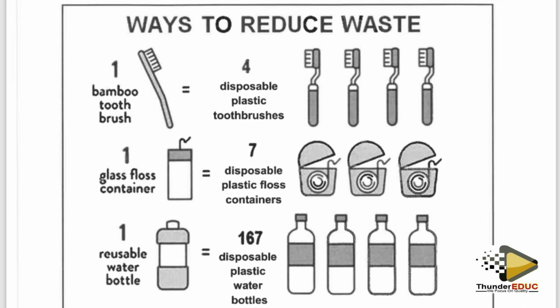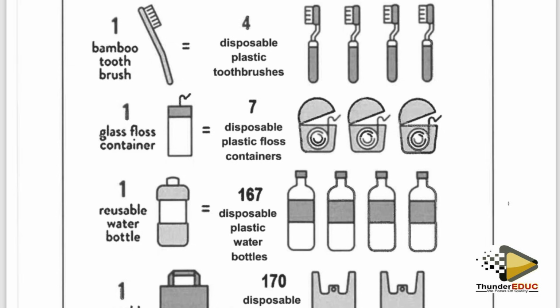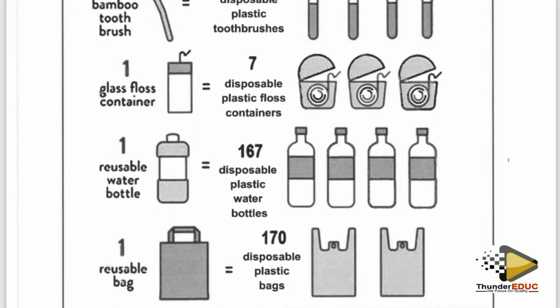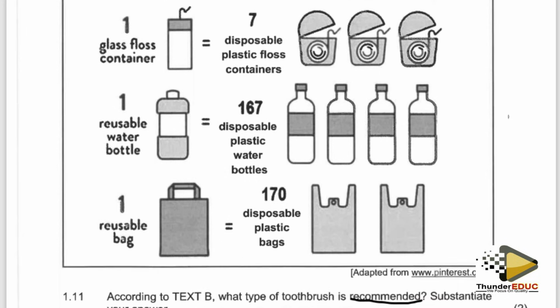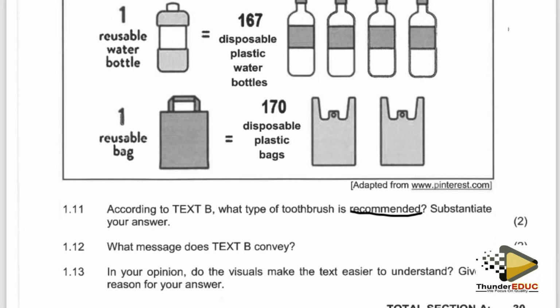So we must be able now to come up with the message. The message is that there are ways to reduce waste from the daily things we use. These are things we use on a day-to-day basis, and therefore we are able to reduce waste from the things we use on a daily basis. That's our message. It is everyone's responsibility to reduce waste by using reusable items and not disposable items.